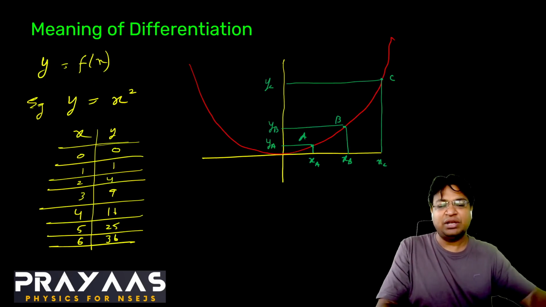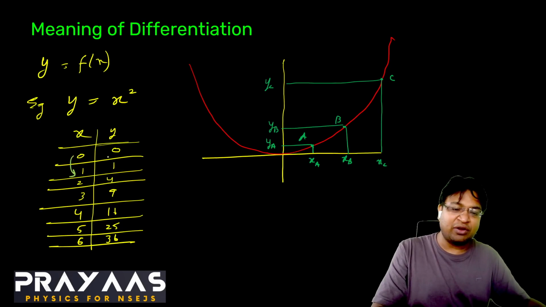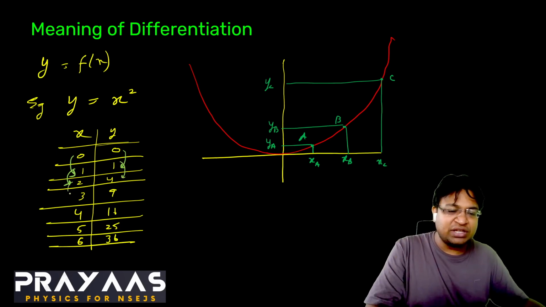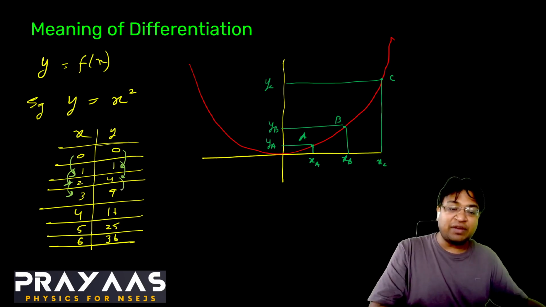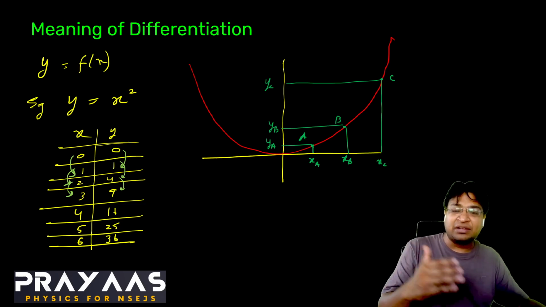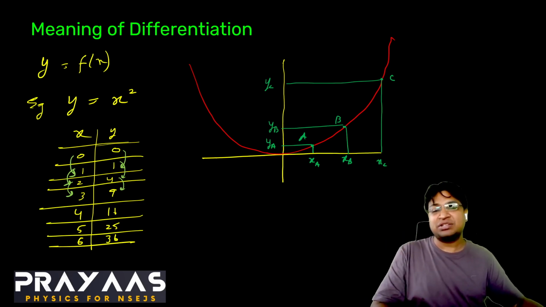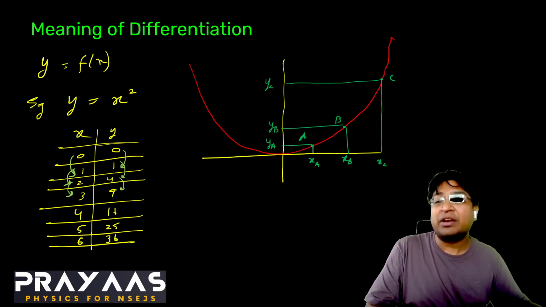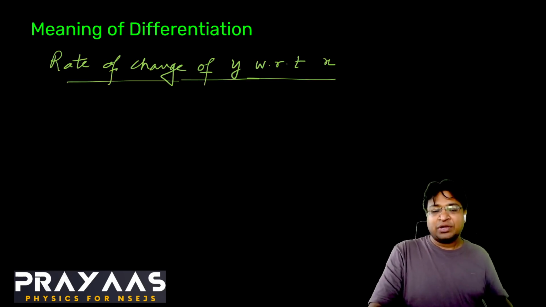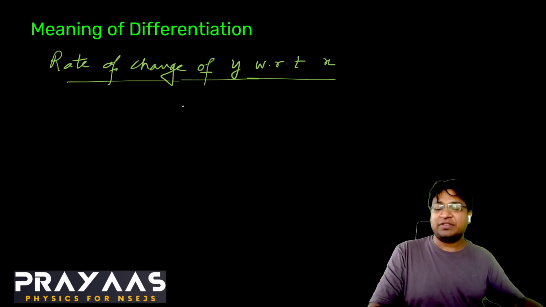For example, if you notice this table, when I changed x by 1, y also changed by 1. But next time when I increased x by 1, y increased by 3. So the change in y became faster. When I changed x again by 1, from 2 to 3, the change in y became 5. So the changes in y are becoming greater and greater for the same change in x. So we can talk about the rate of change, how fast y is changing when we change x. That is called the rate of change of y with respect to x.